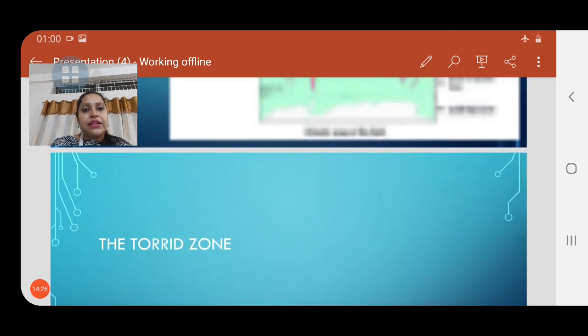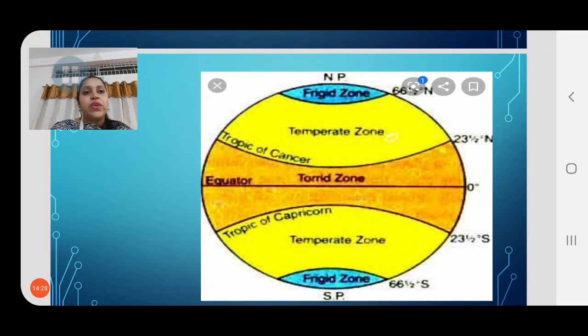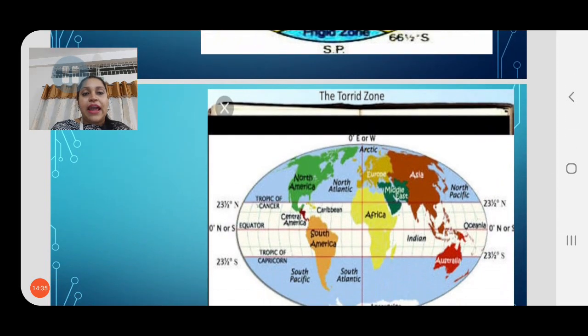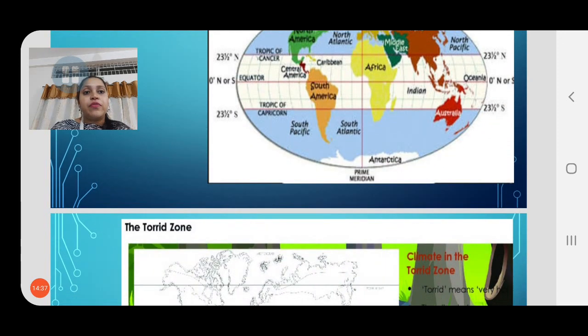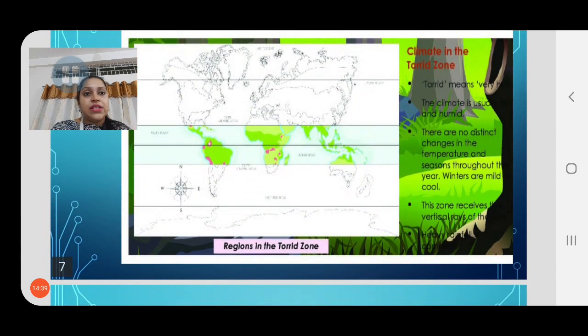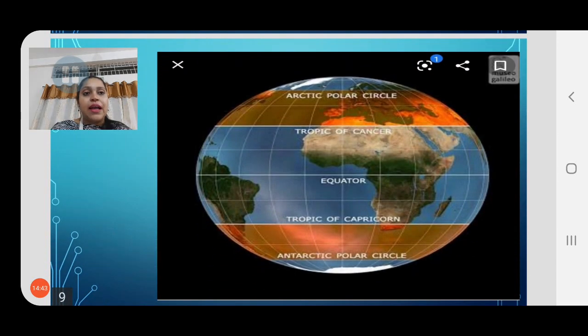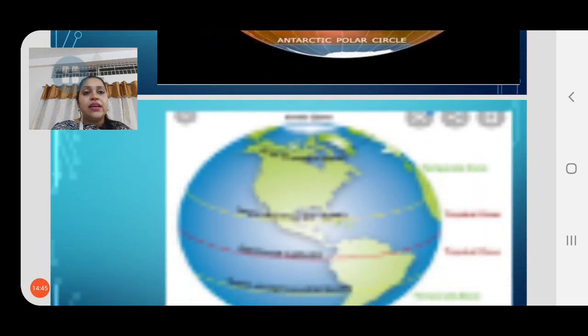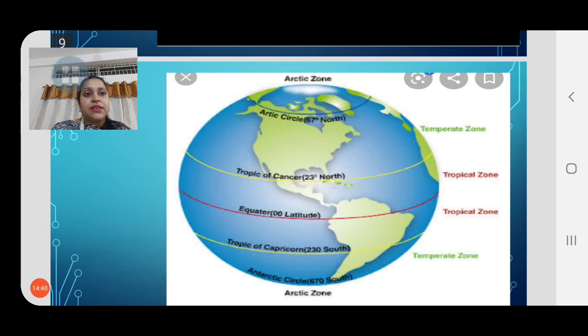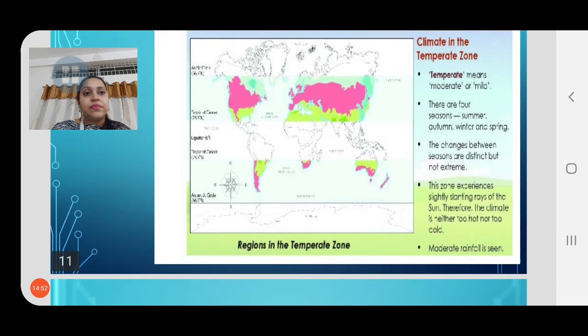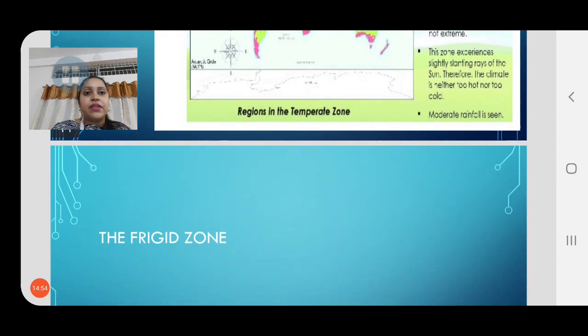First, we have studied the Torrid Zone, which is between the Tropic of Cancer and the Tropic of Capricorn, and here the climate is very hot and they receive a high amount of rainfall. Then we have the Temperate Zone, and here the climate is mild. Here we have 4 seasons: winter, spring, autumn and summer.